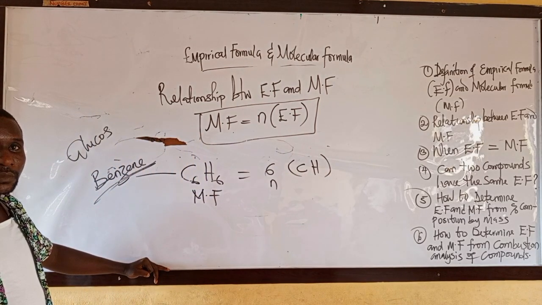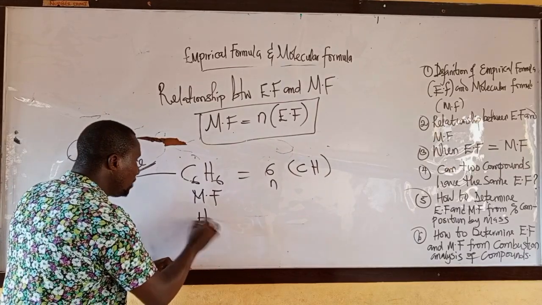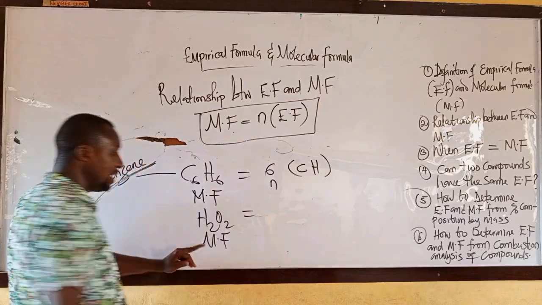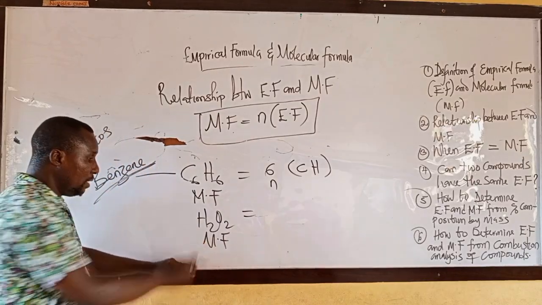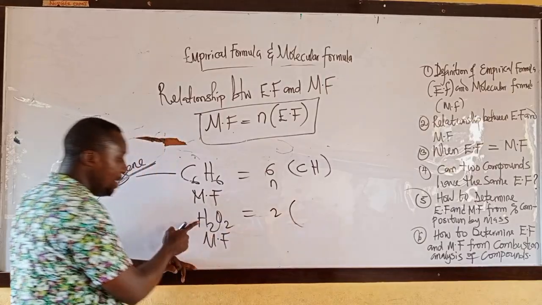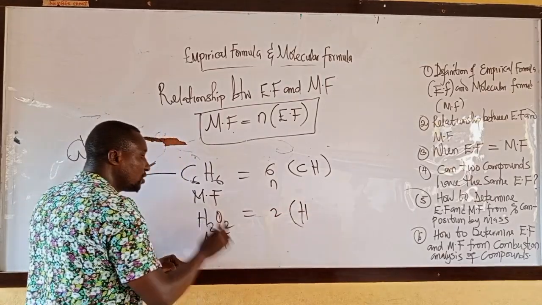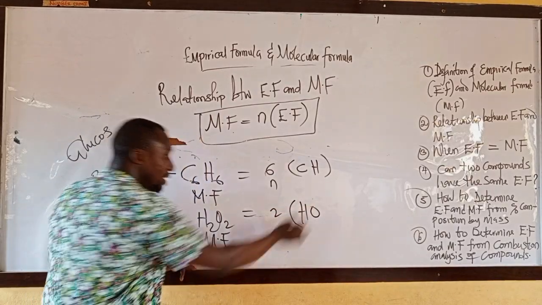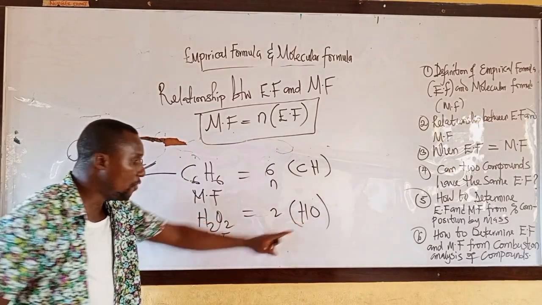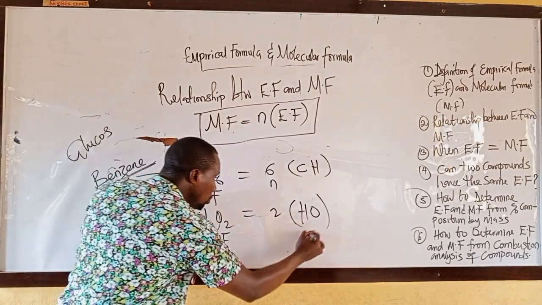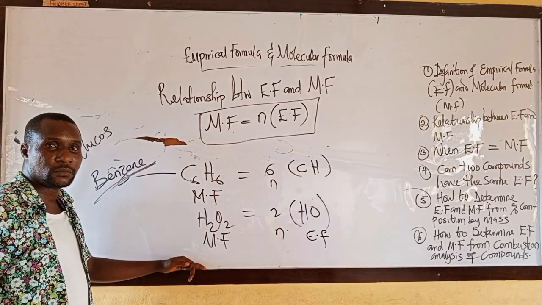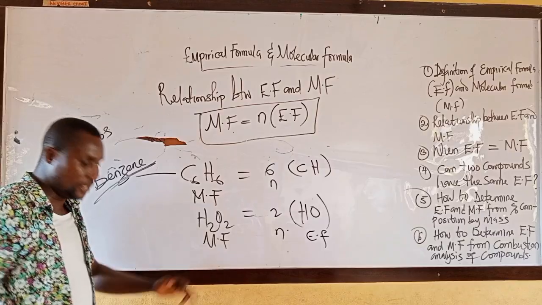CH. Look at this. When you have hydrogen peroxide, H2O2, the molecular formula of hydrogen peroxide, what is the empirical formula of hydrogen peroxide? The N here is 2. Then how many hydrogen will be left? 1. How many oxygen will be left? 1. That is 1 hydrogen, 1 oxygen. This is the empirical formula of hydrogen peroxide, and N is 2. Please take note of that.